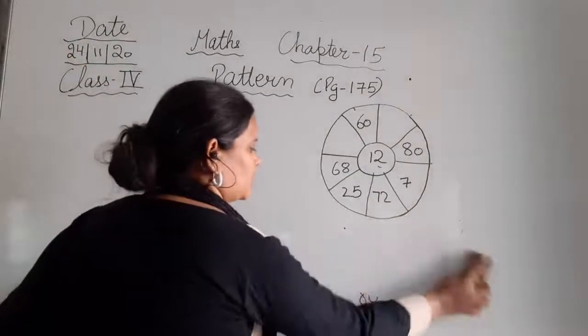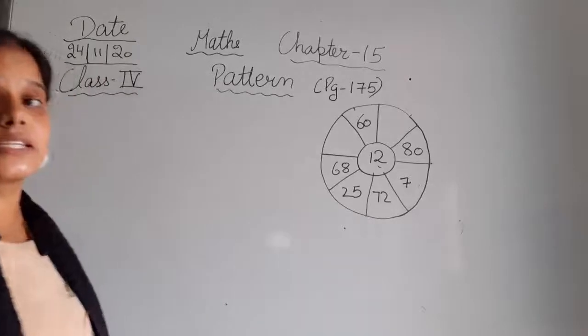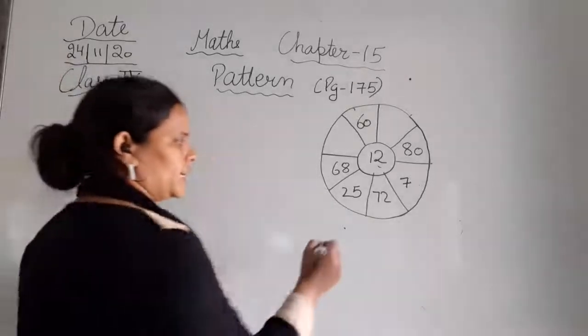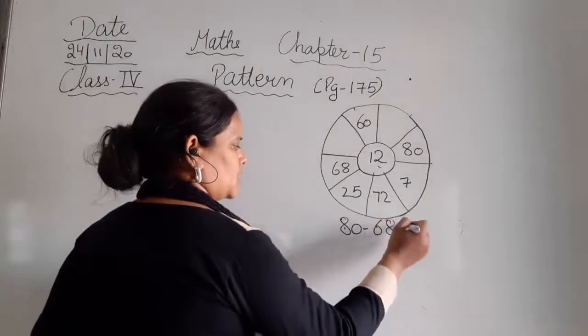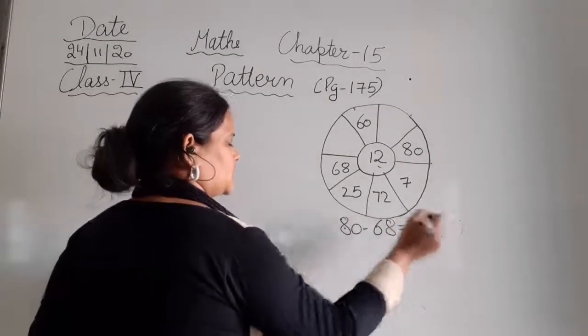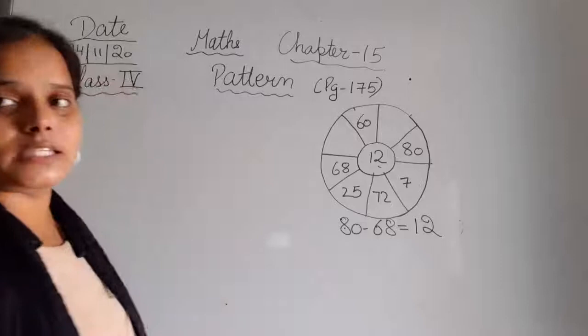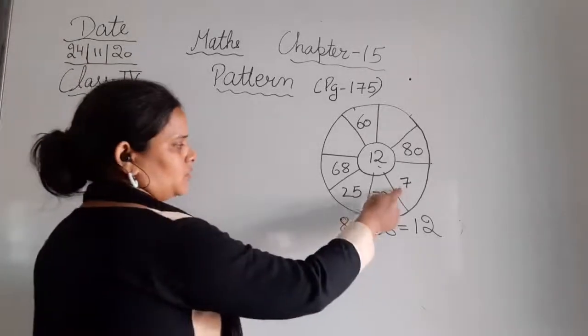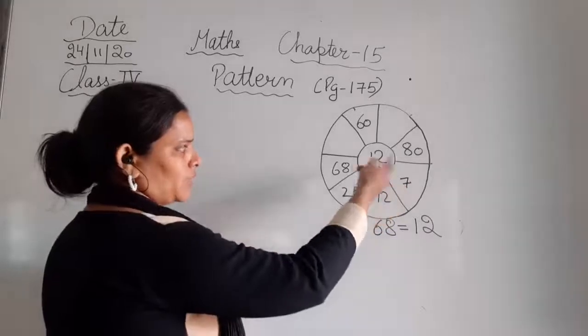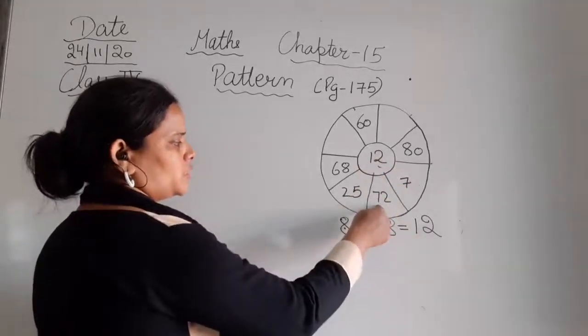ओके, सो अभी हम इसमें क्या लिखेंगे? 80 minus 68. ओके, एक बार हम ये रफली लिख रहे हैं. 80 minus 68 is 12. Now अब 7 में से कुछ माइनस करेंगे तो 12 आएगा? नो. चलिए ना, वी विल गो टू द 72.